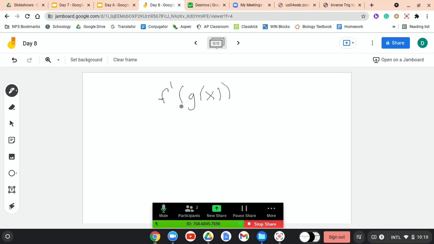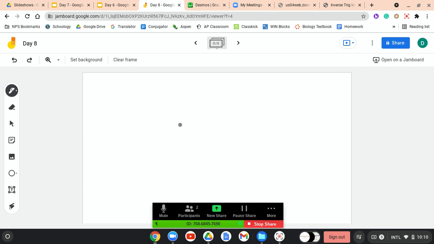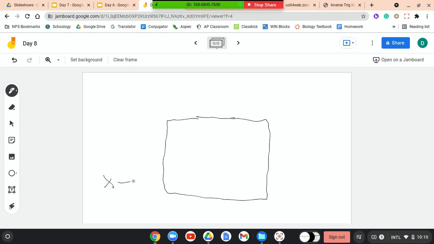So we're going to try and make it make sense with this example. We can imagine f of g of x as a big machine that takes in x as inputs. It goes through the g function to get g of x, and then it goes through the f machine to get f of g of x as our final output.